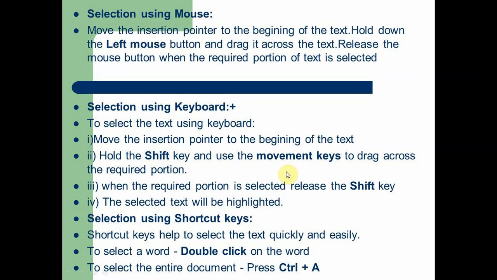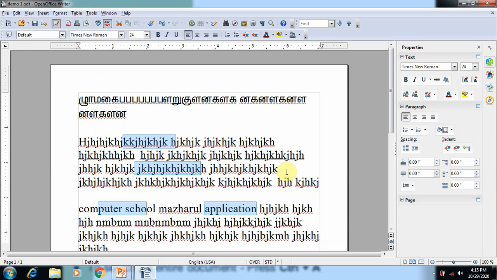Now we are going to execute selecting text without using the mouse. You can see the mouse pointer is here, and I am not using the mouse. Using the navigation keys, I move the insertion point to the beginning of the content which I want to select and hold the Shift key. While holding the Shift key, I use the navigation keys, either right or down. If you use the right arrow, it will select letter by letter. If you use the down arrow, it will select the content line by line.